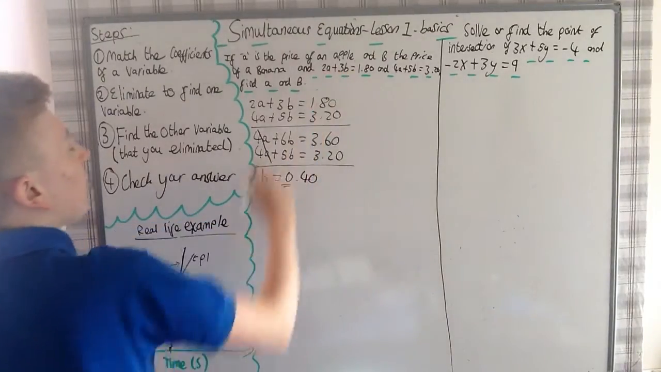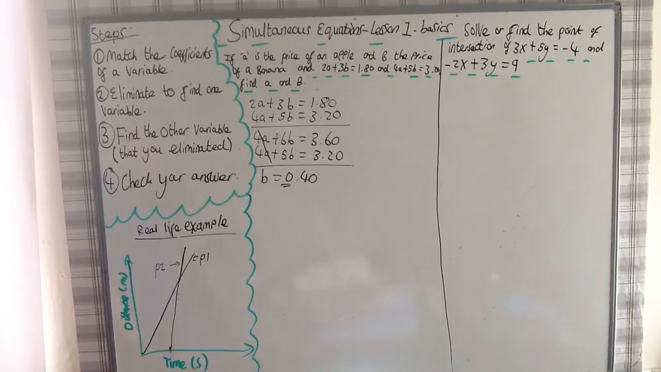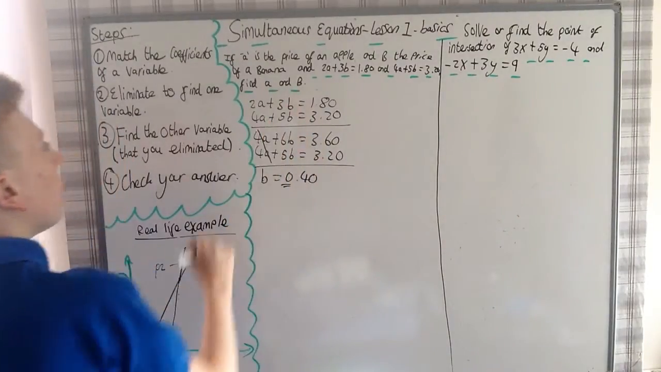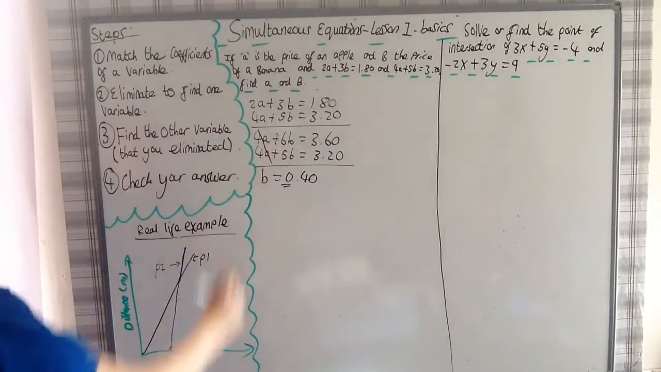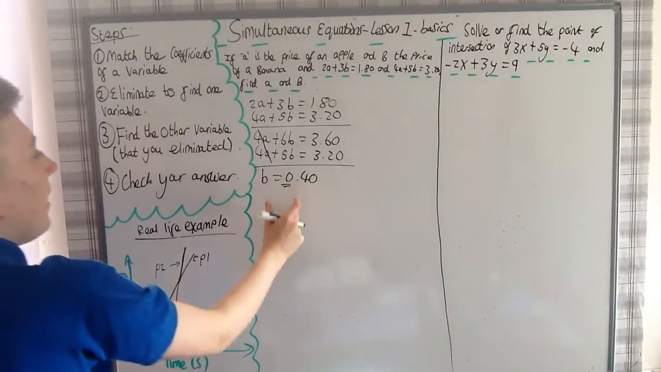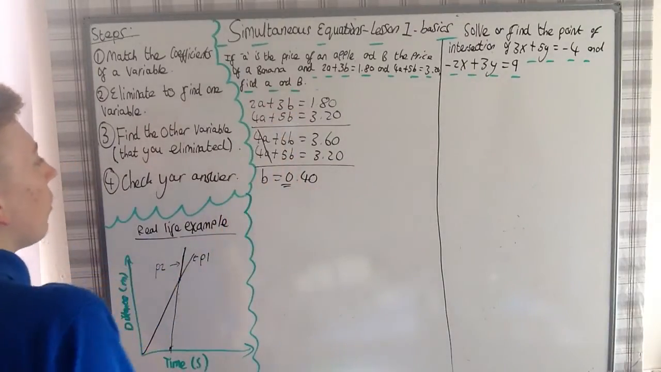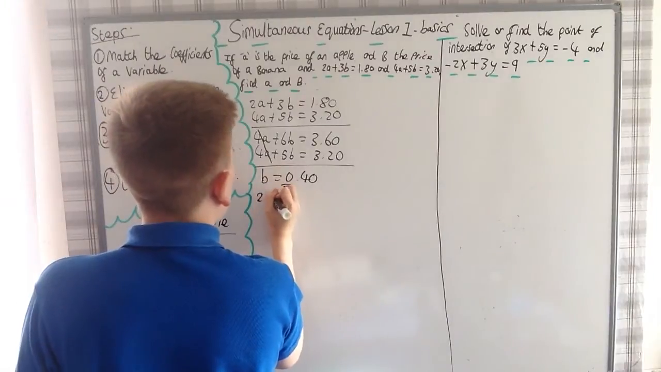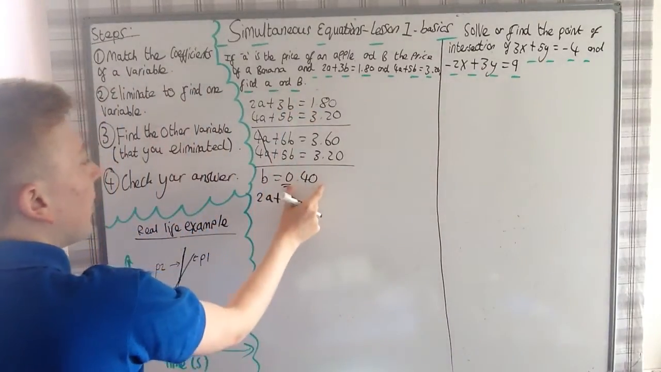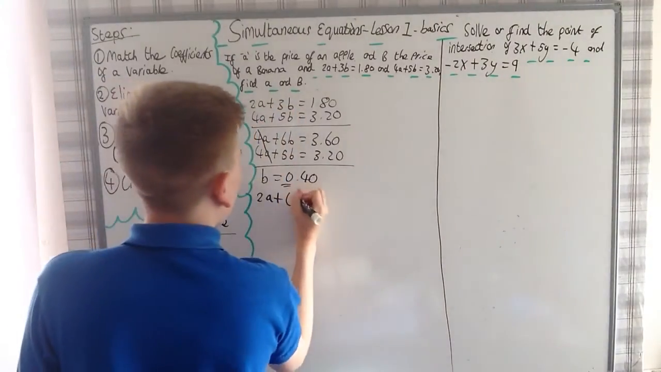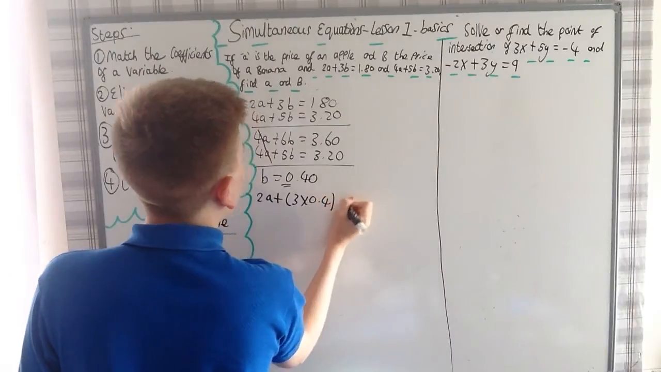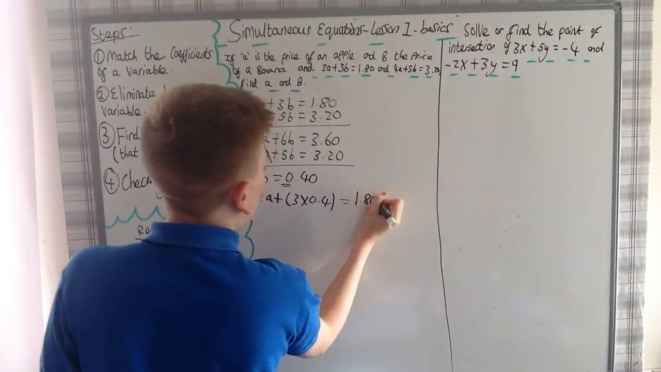So now how do we find out the price of an apple? Well, we have to substitute this value of B into either of the equations, and it will give us the same value. So we can use either of them. And this is step 3, finding the other variable, the one that we eliminated, which was, in this case, the price of an apple, A. So we substitute B as 0.4 into either of these. I'll pick the top one. So we get 2A plus, now 3B, that means 3 times whatever B is. We found B is 0.4. 3 times 0.4 would be that part, equals £1.80.